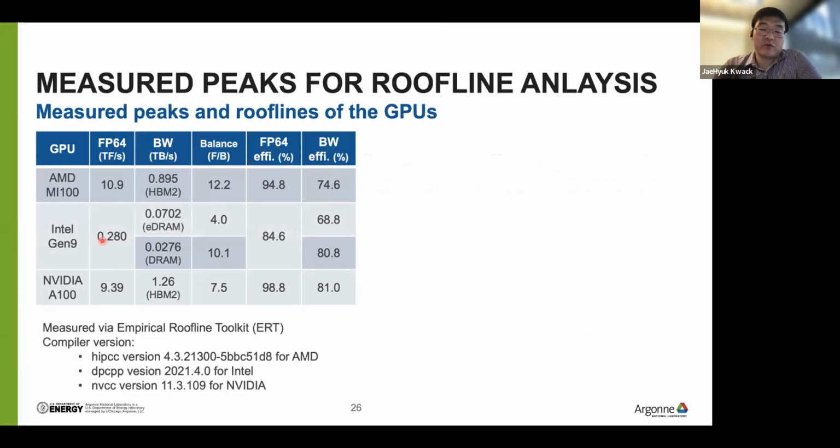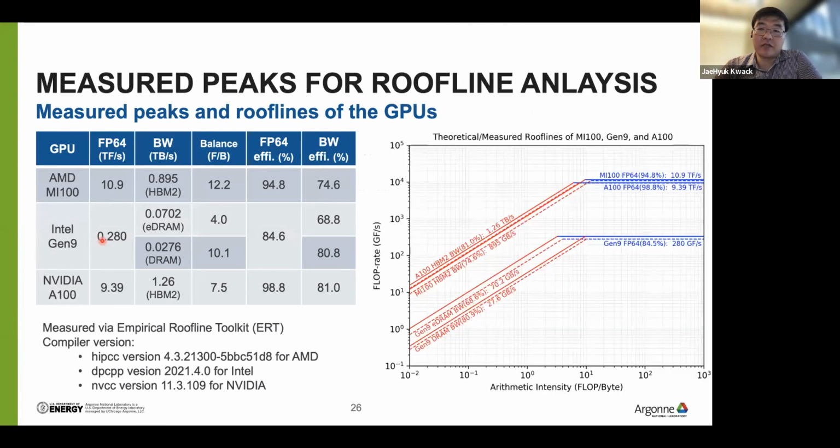So again, before moving on, we measured the hardware peak performance using the Empirical Roofline Toolkit on Intel, AMD, and NVIDIA GPUs. And this is the result. As you see, MI100 and A100 are both very powerful discrete GPUs using very high power. So they have very high flop rates, similar to each other. And both of them use HBM2 memory, even though they have a different number of stacks. But overall, we can say they have very fast memory, similar to each other, right?